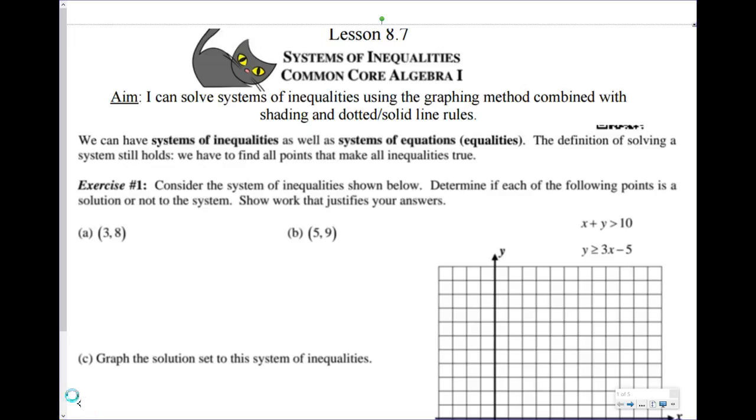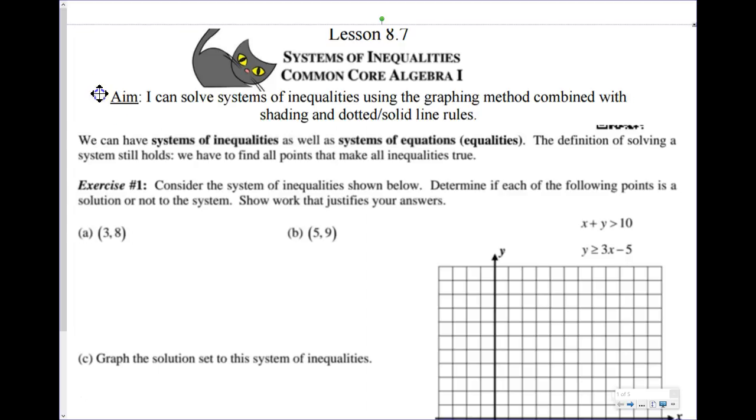Okay, this lesson is 8.7. We've got 2 more lessons left in the trimester, and today we're going to talk about systems of inequalities. So in Unit 7, the take-home unit, you learned how to graph linear inequalities. Well, now we're going to talk about what happens when we have 2 of those.